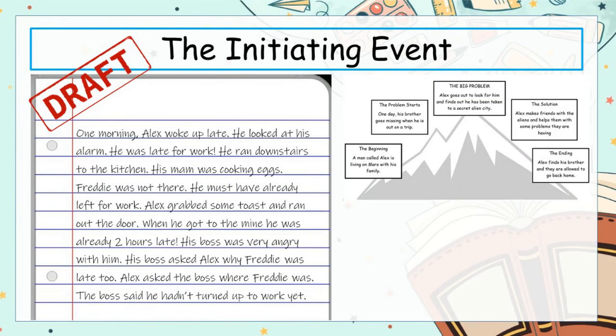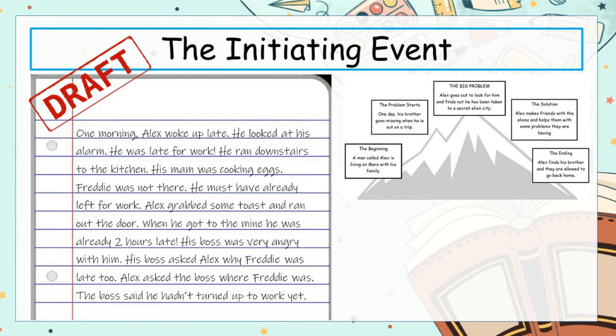Part 2 is the initiating event, the thing that pulls our characters into a bit of trouble. So for this one, I'm going to use my story mountain, because I already actually did this. I already know what I want to write about here on my planning sheet. So here's what I came up with.